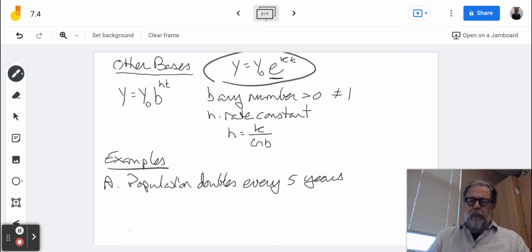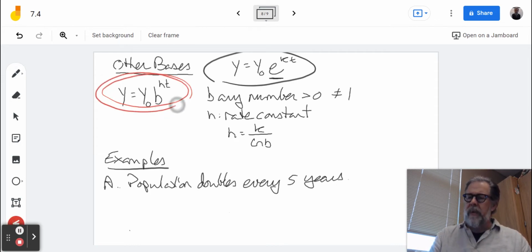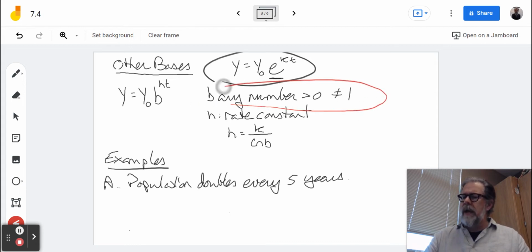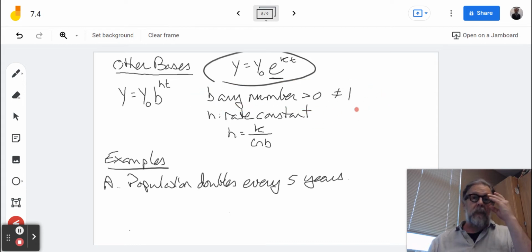And what we're going to do is write the equation y equals y sub naught b to the ht. Notice that h is not equal to k. It is something different, and we'll look at that a little bit later, but we can actually show that h is just equal to the decay constant divided by natural log of b. We're not going to talk about that specifically right now. And also, b can be any number greater than 0 except 1. Technically, it can be equal to 1, but then you just have a constant value, and that's boring. So it won't be equal to 1.